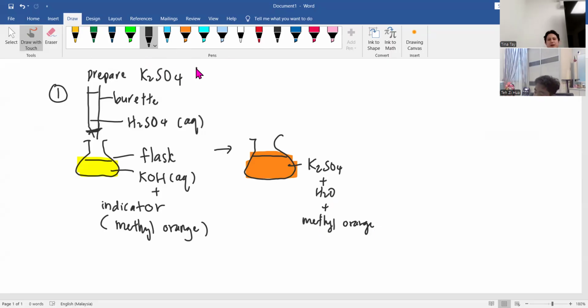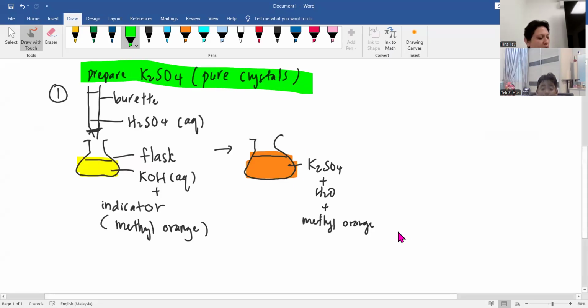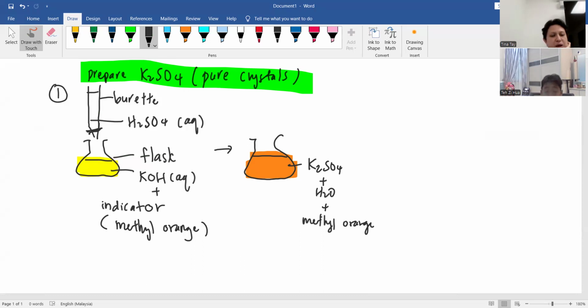Okay, but if I want to prepare pure crystals of potassium sulfate, this is not pure crystals of potassium sulfate. It is potassium sulfate in water plus methyl orange. So how can I make pure potassium sulfate? How can I take away the methyl orange?